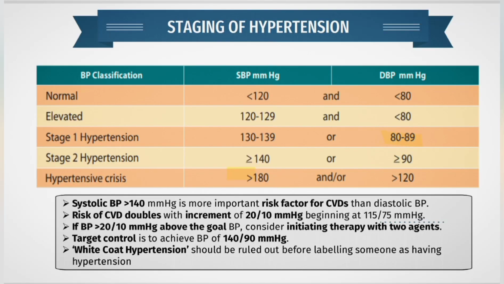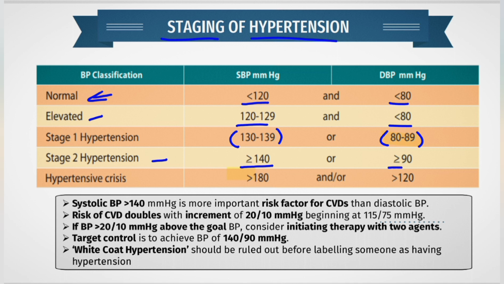Now let's discuss the staging of hypertension in diabetes. If the systolic BP is less than 120 mmHg and diastolic is less than 80 mmHg, the person is labeled as normal. The BP will be labeled as elevated when the systolic BP is between 120 to 129 and the diastolic BP is less than 80 mmHg. Stage 1 hypertension will be labeled when the systolic BP is between 130 to 139 and the diastolic BP is between 80 to 89 mmHg. Stage 2 hypertension will be said when the systolic BP level is more than or equal to 140 and the diastolic is more than or equal to 90 mmHg.